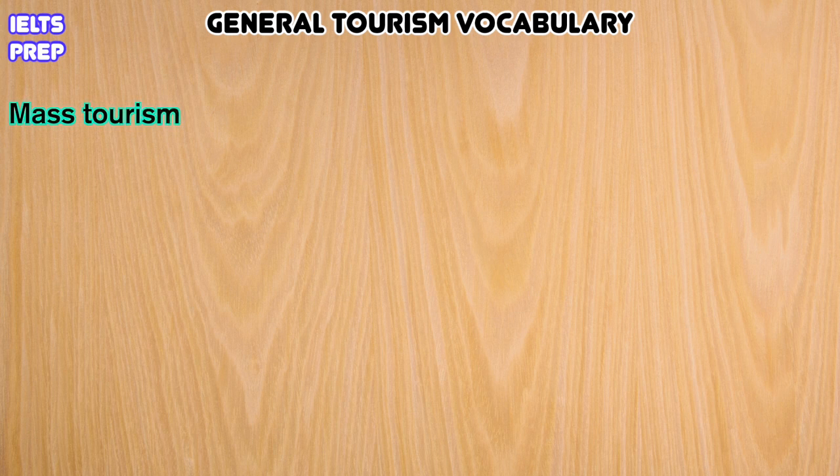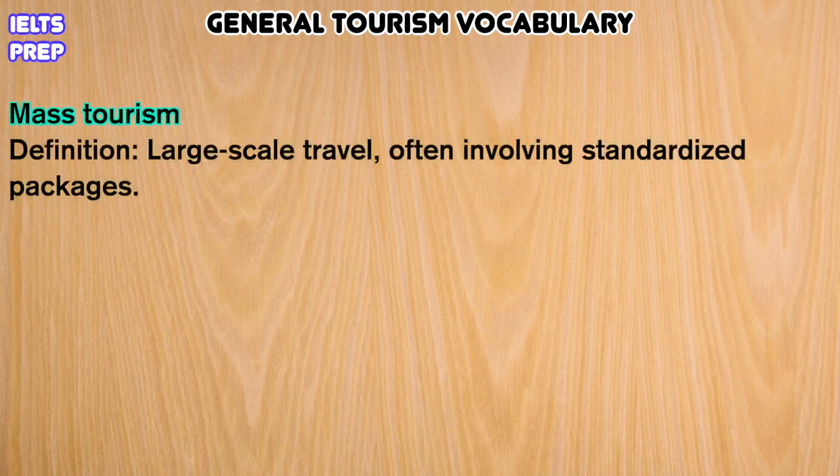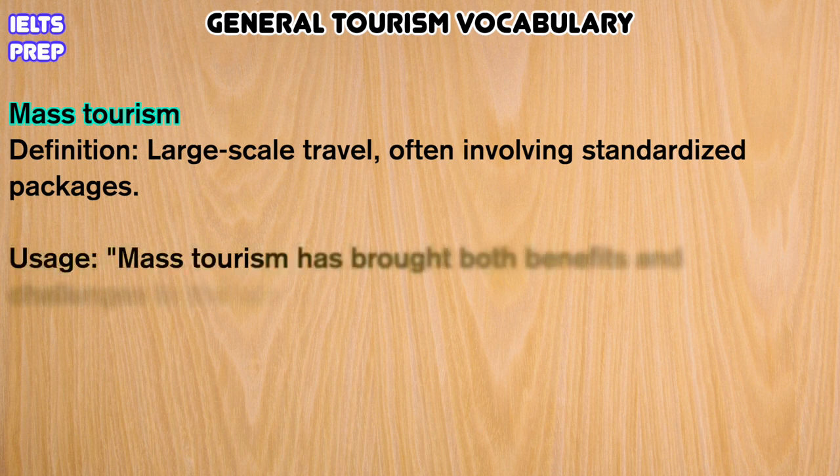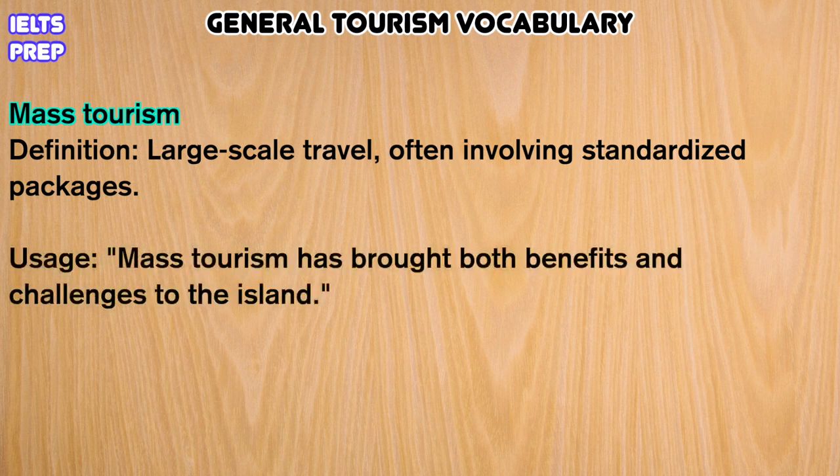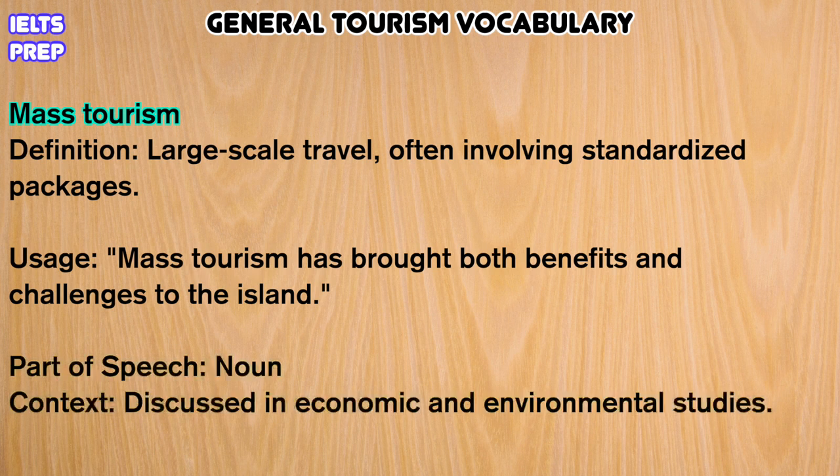Mass tourism. Definition: large-scale travel, often involving standardized packages. Usage: mass tourism has brought both benefits and challenges to the island. Part of speech: noun. Context: discussed in economic and environmental studies.